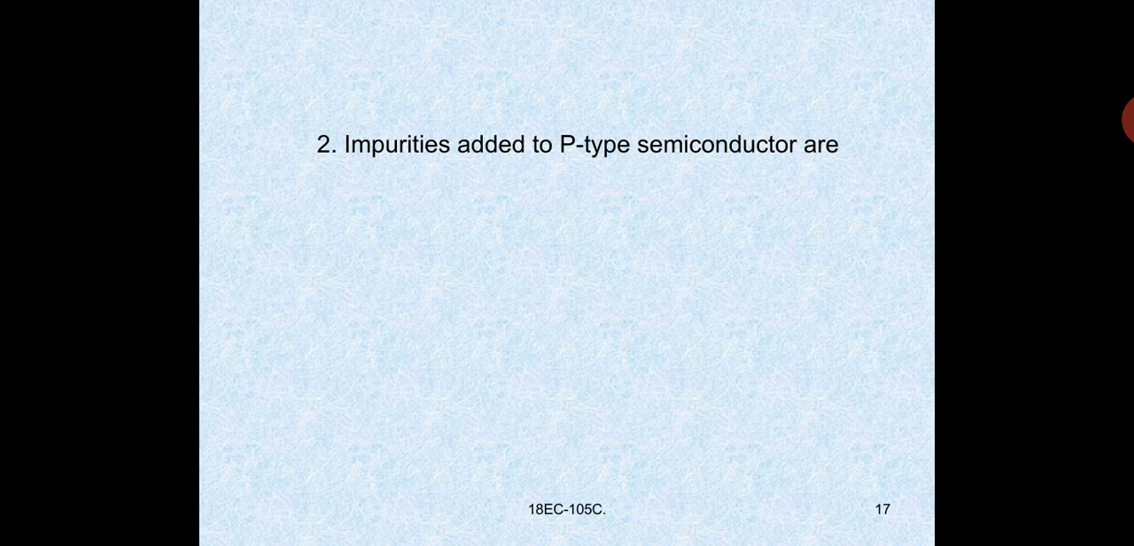Let us see the next one. What are the impurities added to get p material? We have to name the impurity that is added to a pure semiconductor to result in a p-type semiconductor. A, trivalent; B, tetravalent; C, pentavalent. What's the answer? It is trivalent. Trivalent means 3.